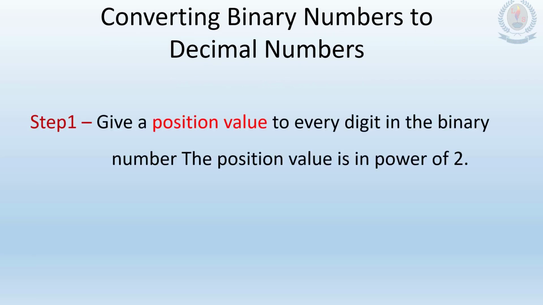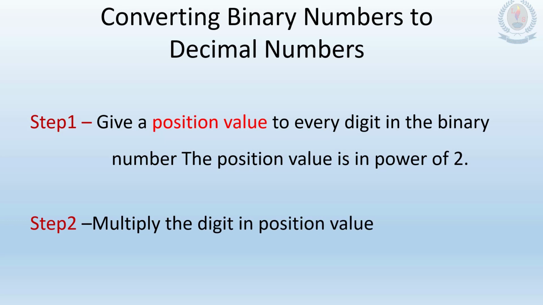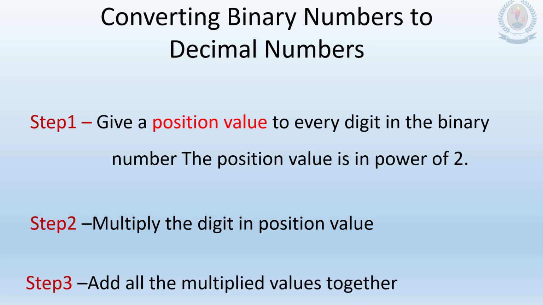Now let's see how to convert binary numbers into decimal, the other way around. So first give a position value to every digit in the binary number. The position value is in power of 2. We have told that when it comes to binary, the power will be a power of 2. Then step 2, multiply the digit by the position value. And the final step, add all these multiplied values together.